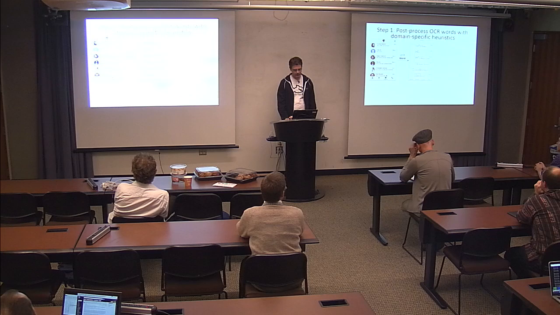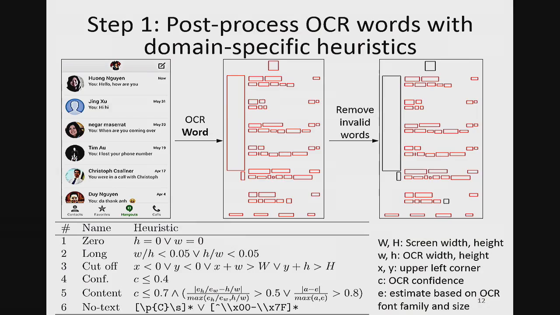So at a high level, we have some domain-specific heuristics. For example, we know that if one dimension of a word detected by OCR is zero, then it is very likely not an actual word, right? So h is the height reported by OCR for a word, w is the width. And then similar heuristics: if the aspect ratio of a word is very skewed, like for example a very, very long and very low word, it's not really a word in the English language, or a word that is just very high and thin is also not a word. And similarly, we use the domain-specific heuristic that on a mobile phone screen, words are typically not cut off at the border, right? So if OCR reports that a word starts outside of the screen area, then we're also going to just reject that word.